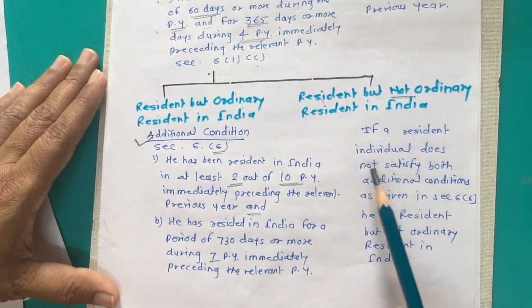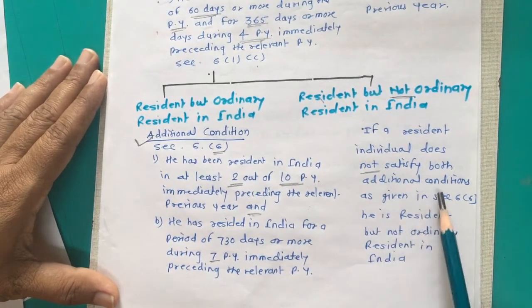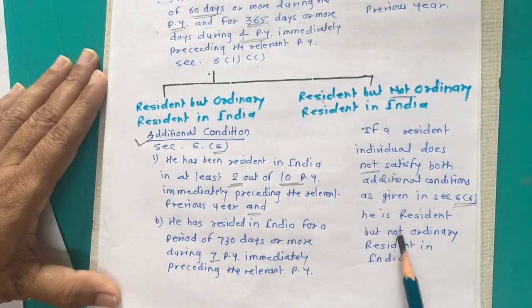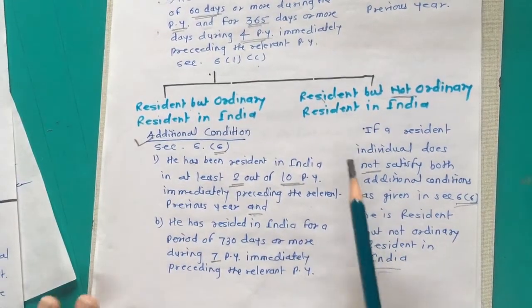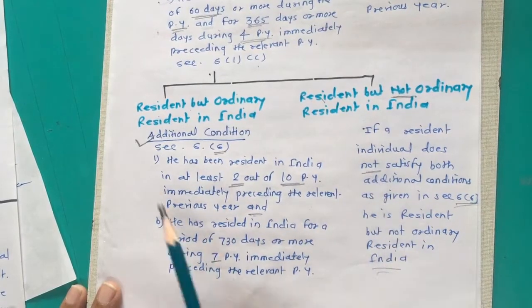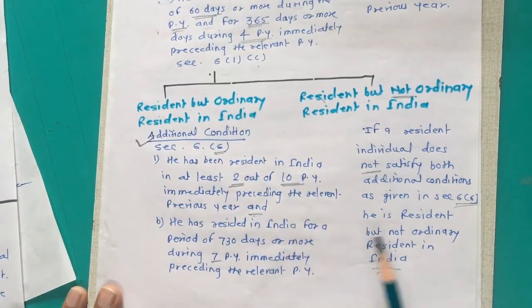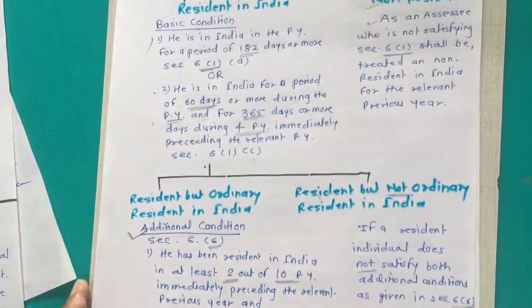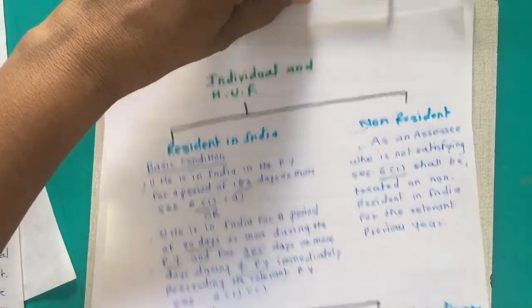If a resident individual does not satisfy both additional conditions as given in section 6 subsection 6, he is resident but not ordinary resident in India. These are the conditions. The person who does not satisfy the additional conditions under section 6 subsection 6 is treated as a not ordinary resident in India. Okay. These are the resident and ordinary resident of an individual and HUF.